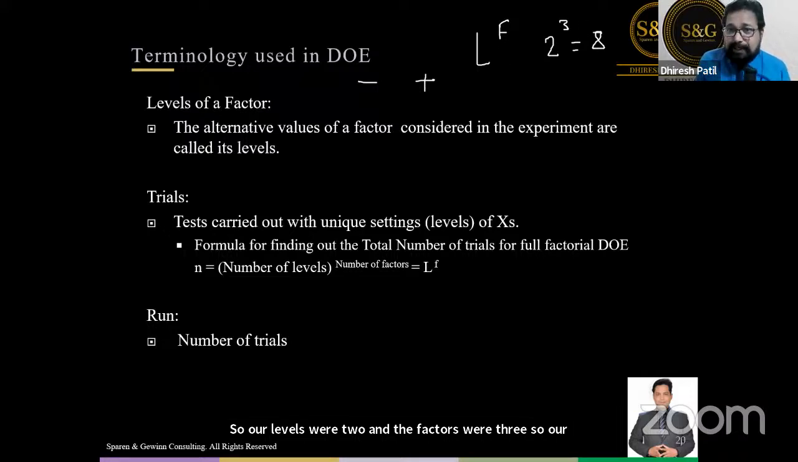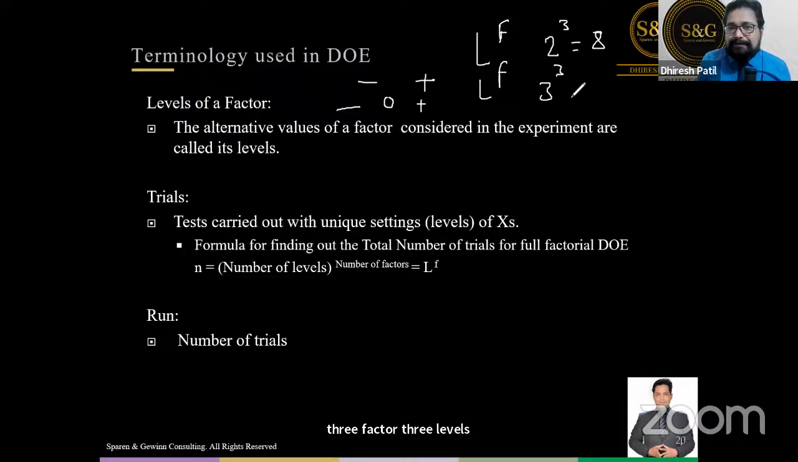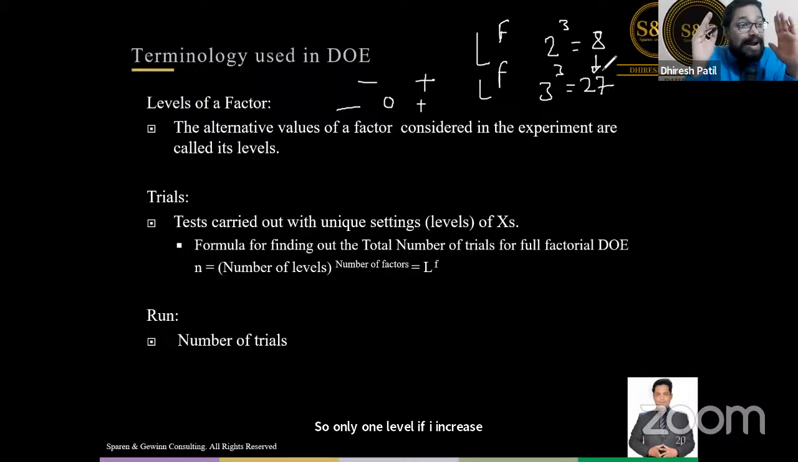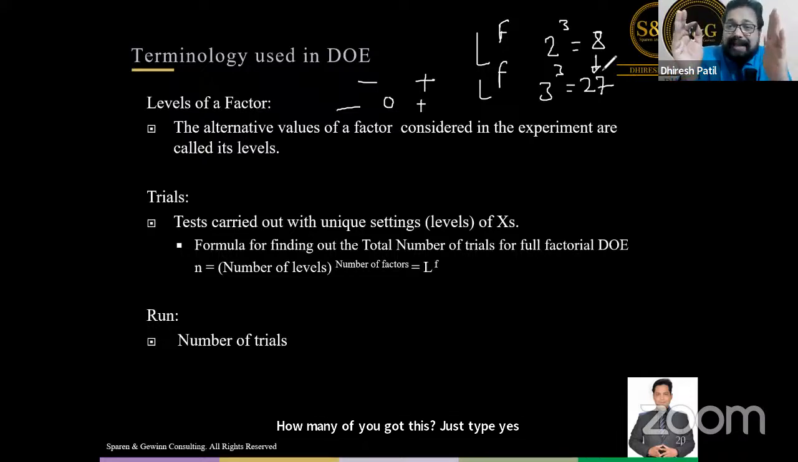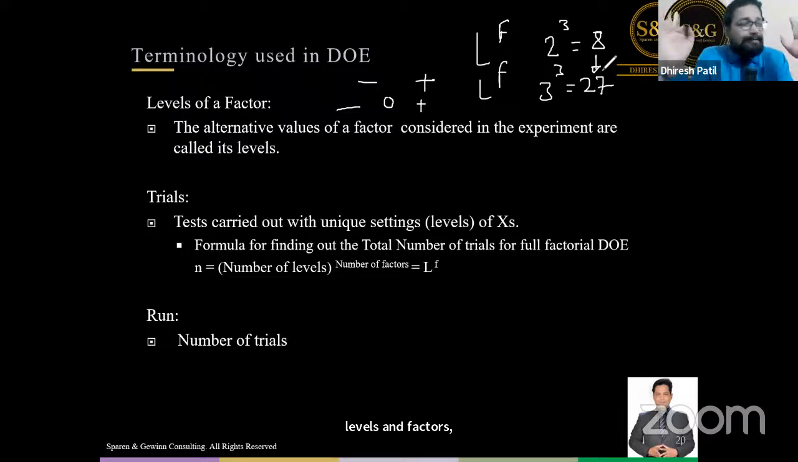Now, what will happen? Not only factors, even if the levels also increase, instead of minus and plus, let's say I keep minus, 0 and plus, 3 levels. So 3 factors, 3 levels. So L raised to F, 3 raised to 3. How much? 27, right? So 27 runs. So only one level if I increase, from 8 runs I have to conduct 27 runs. How many of you got this? Just type yes. So the fewer the levels and factors, the better for us.